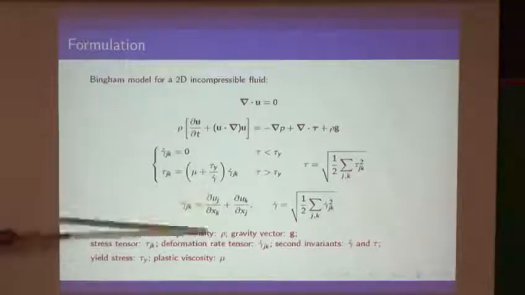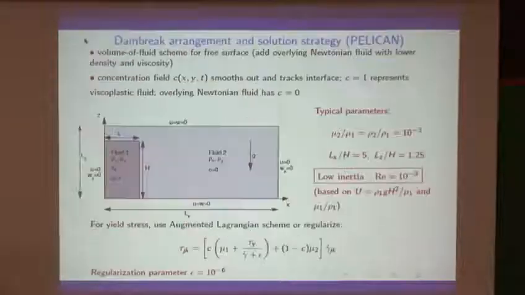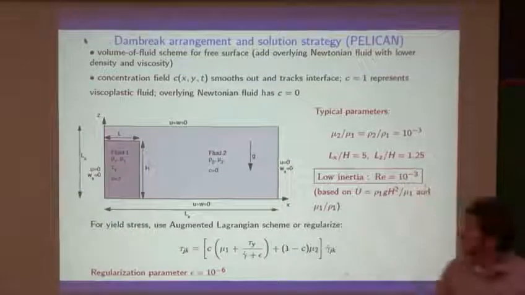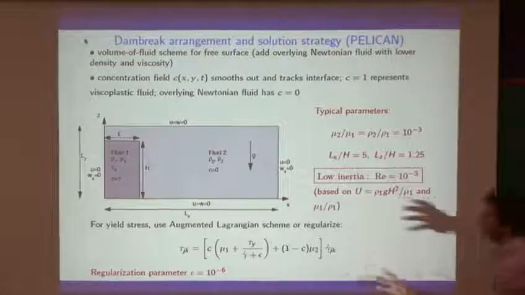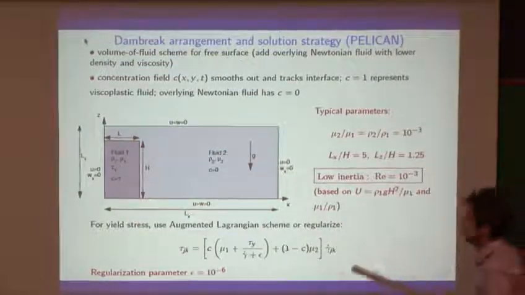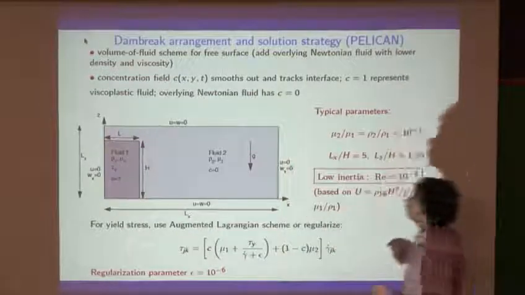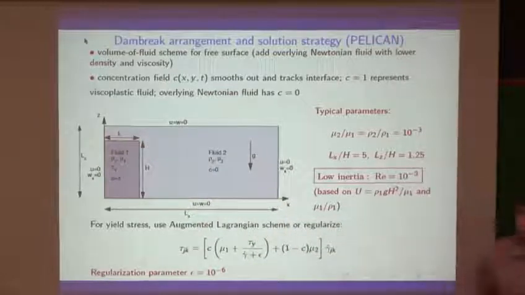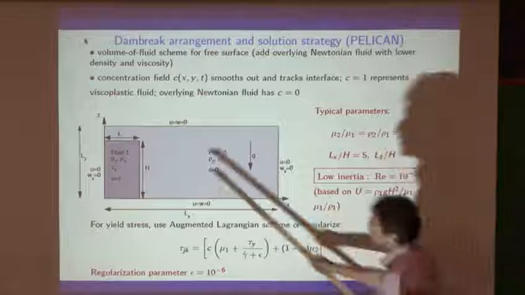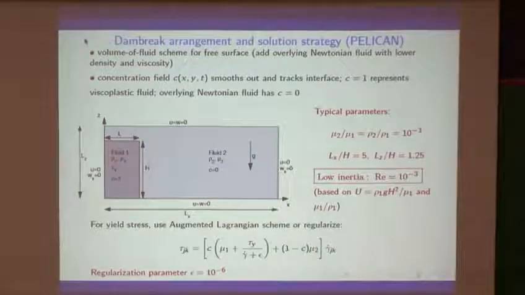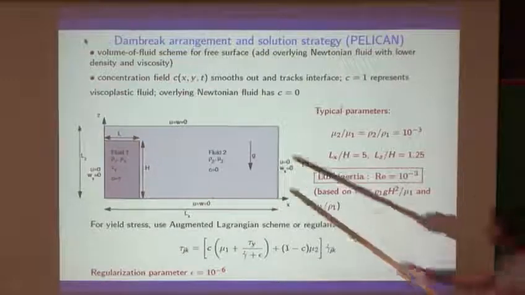Okay, so there's no need for me to describe the Bingham model. Let me just highlight the numerical scheme that we'll use to solve this problem. So we're going to have a block of Bingham fluid, and it'll collapse under gravity. We are going to deal with the interface here, its surface, by using the volume of fluid scheme. So in other words, we put a second fluid that's lighter, it's going to be Newtonian and smaller viscosity above it.